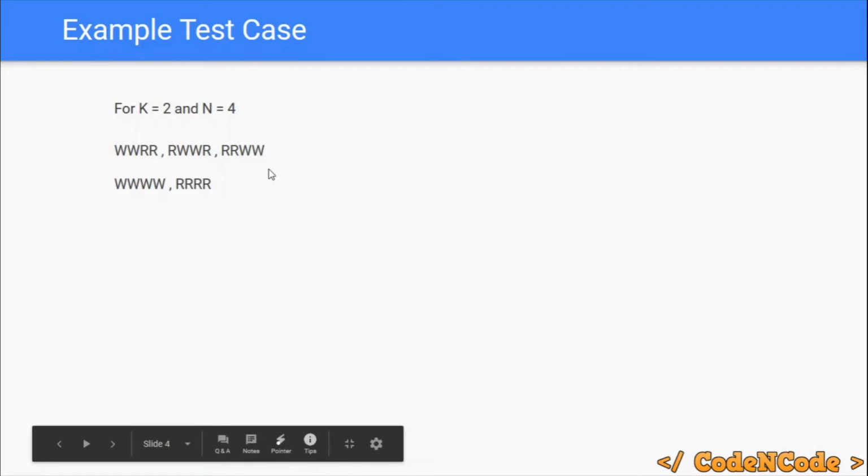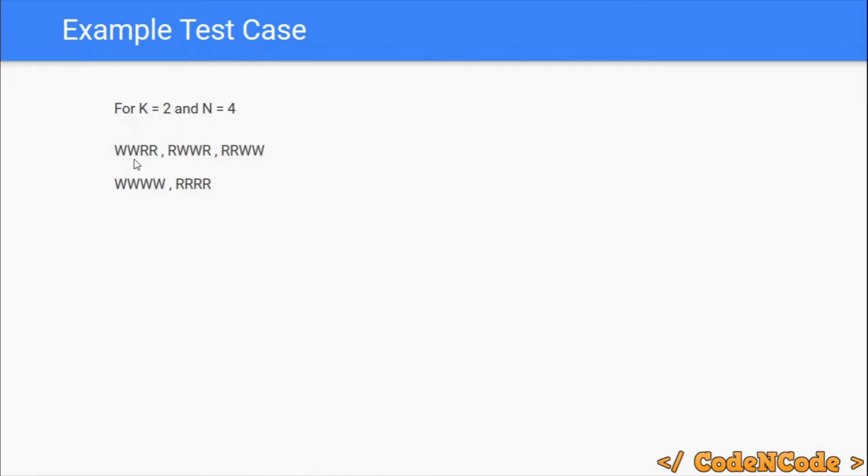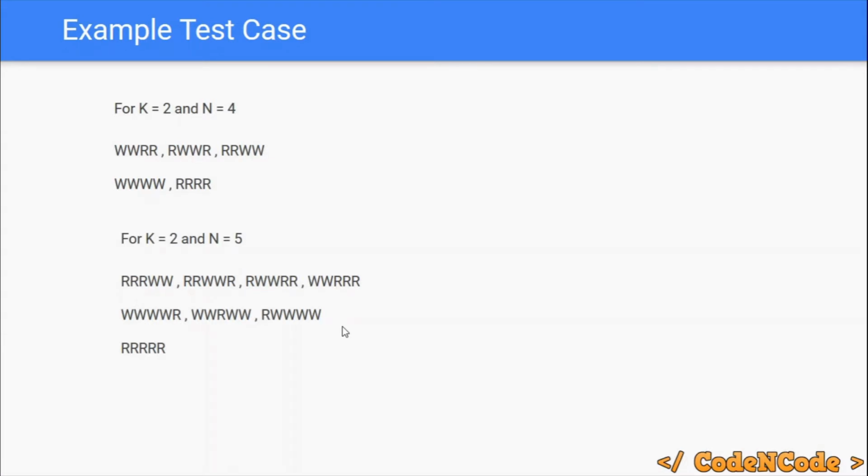These are 5 valid configurations: white white red red, red white white red, red red white white, and 4 times white and 4 times red. So these are 5 valid configurations. For n equals 5, there are 8 valid configurations where consecutive w's appear in multiples of k. So 4 times w, and 2 times w, 2 times w.